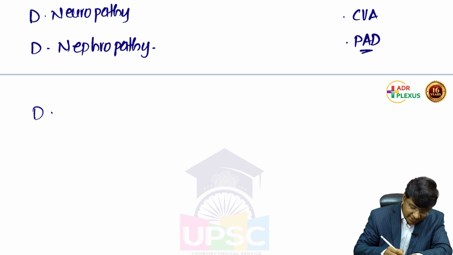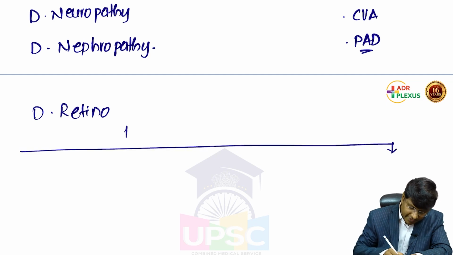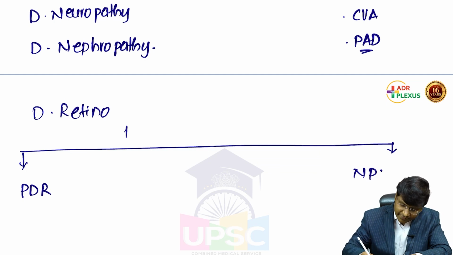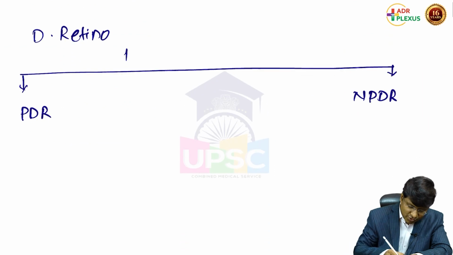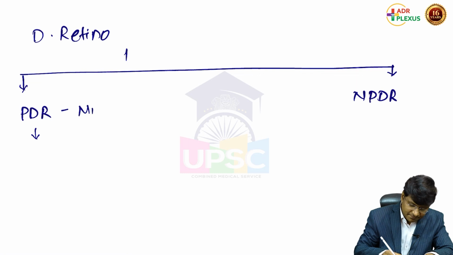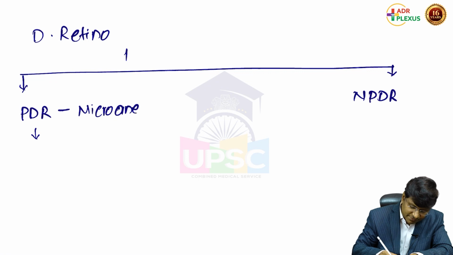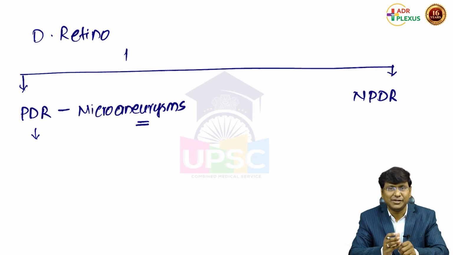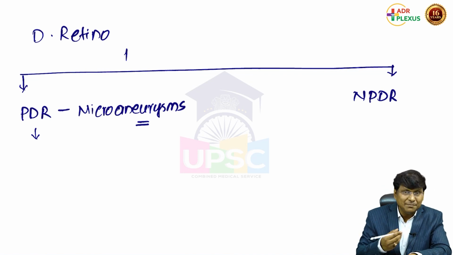In diabetic retinopathy, we have two forms: proliferative diabetic retinopathy and non-proliferative diabetic retinopathy. In case of non-proliferative diabetic retinopathy, the earliest manifestation is the development of microaneurysms. Now in proliferative diabetic retinopathy, there can be blindness.